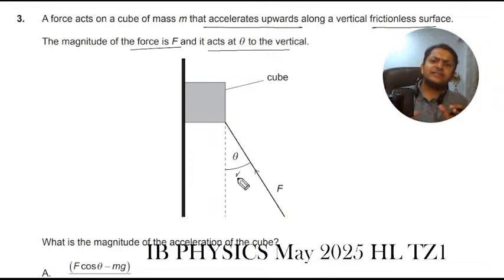So in these kind of cases, what we do is, number one, we have to create the components of the forces. So vector is not in your syllabus. So some schools are teaching vectors and some schools are skipping it.